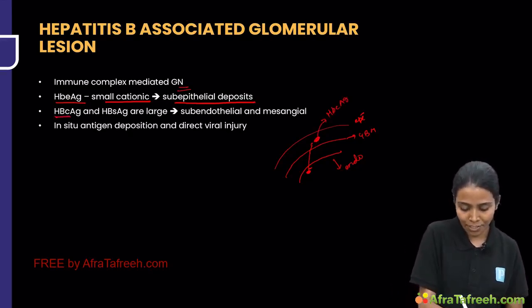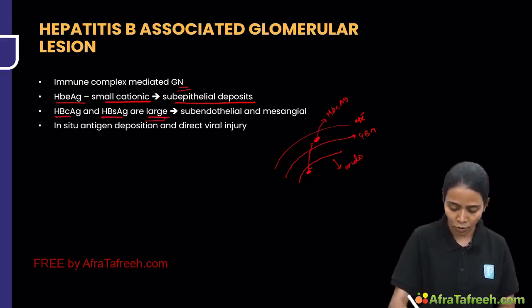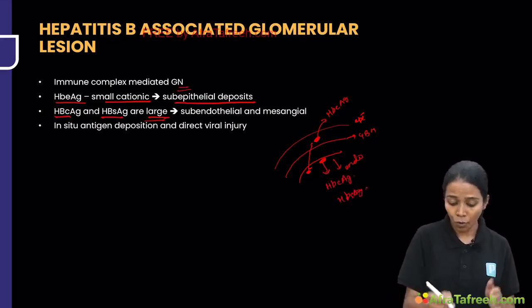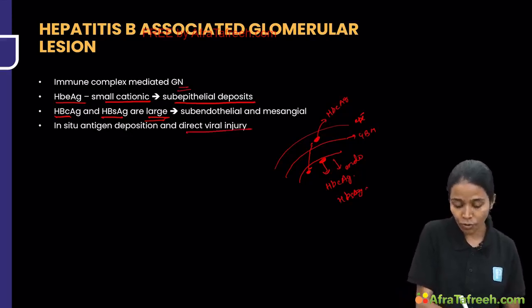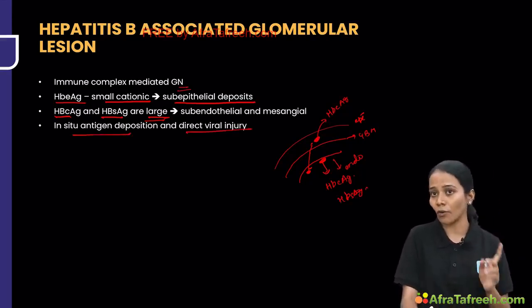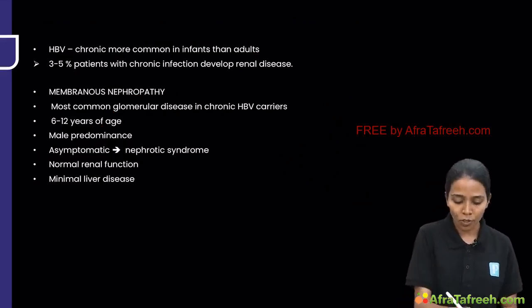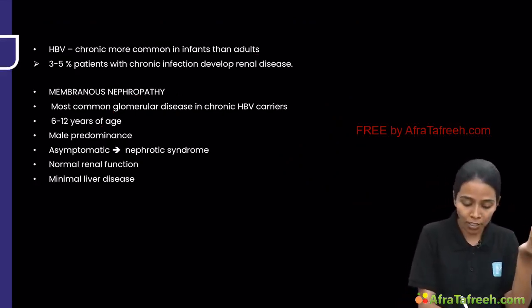HBcAg and HBsAg are generally large, so they cannot cross and they are going to be in the subendothelial area. So that is going to be HBcAg, the core antigen, and HBsAg. These are known to cause direct viral injury and also in situ antigen deposition. HBV infection is chronic, more common in infants than in adults.